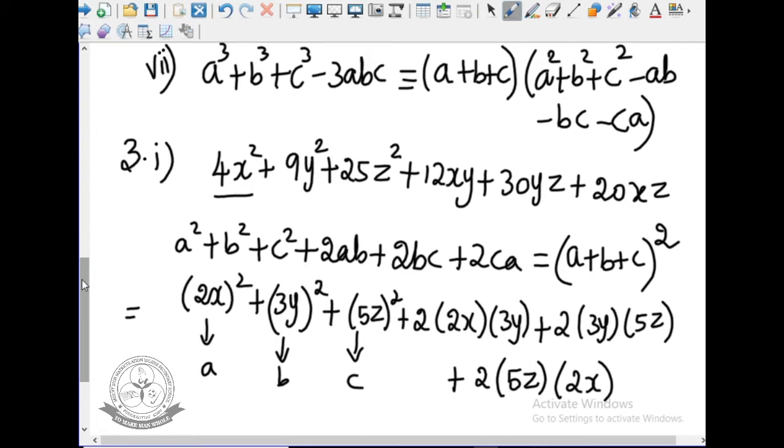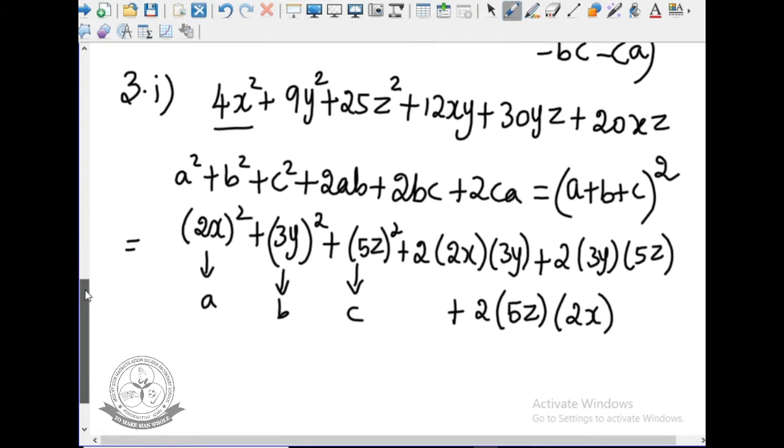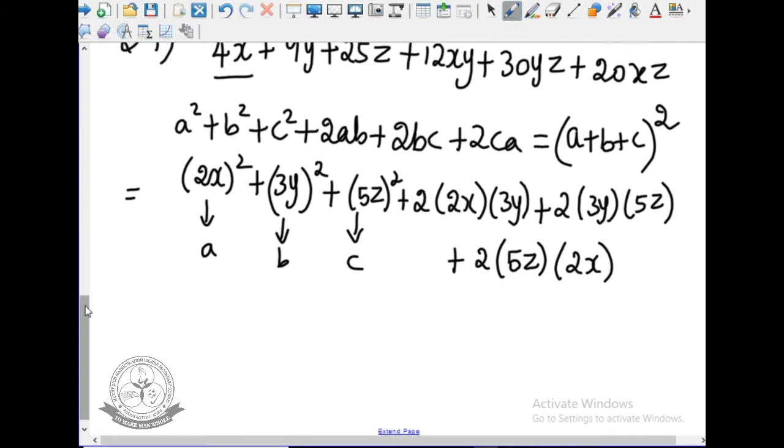So it can be written in the form of a plus b plus c whole square. What is our a? a is equal to 2x. What is our b? b is equal to 3y. Then what is our c? 5z. So the whole square. So we have made it into a factorization. Factorization is nothing but the reverse of multiplication. Okay?